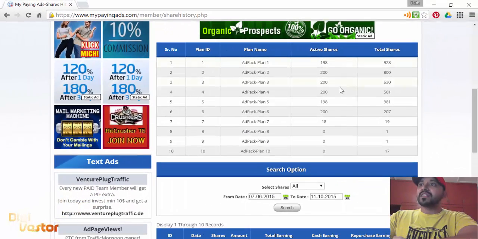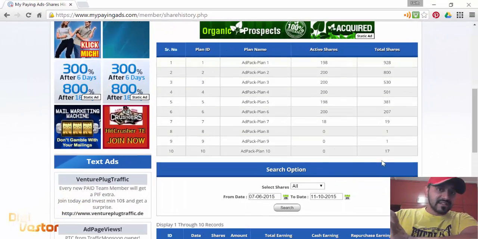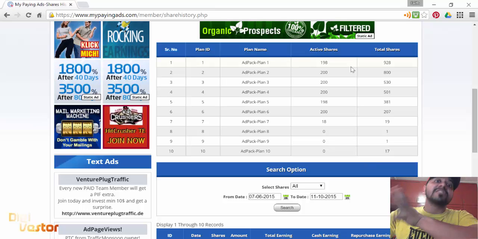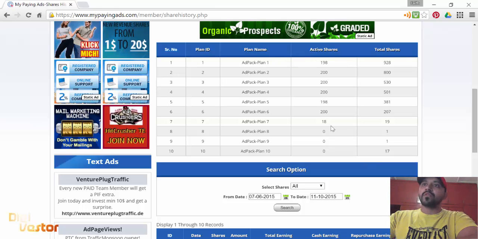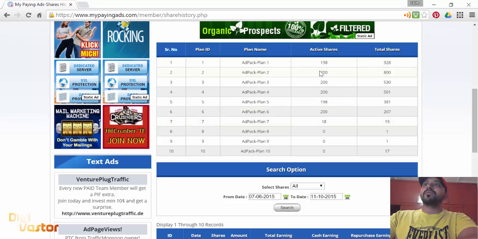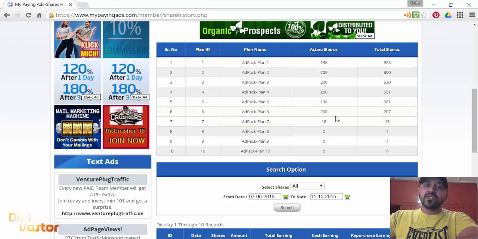So I keep everything at 200, 200, 200. Level 10 is different. Don't bother with level 10 until you reach level 10. I'm right now in 7. All my previous levels I must keep at 200.